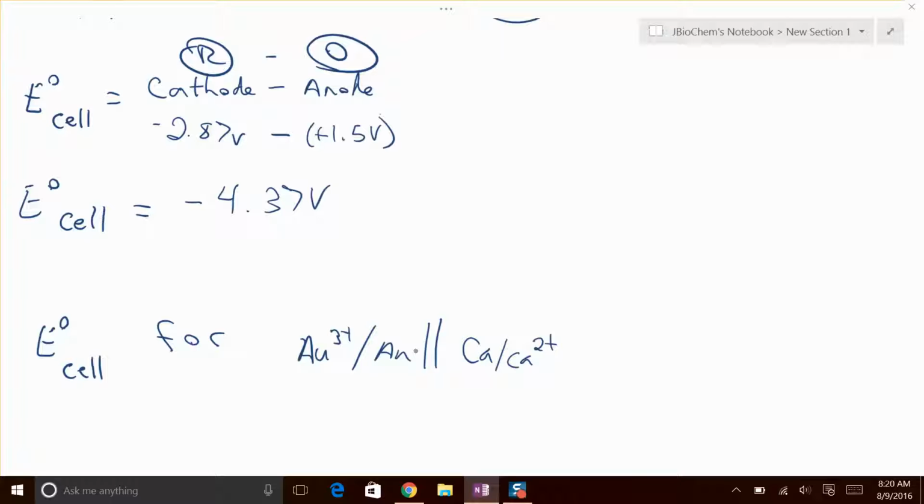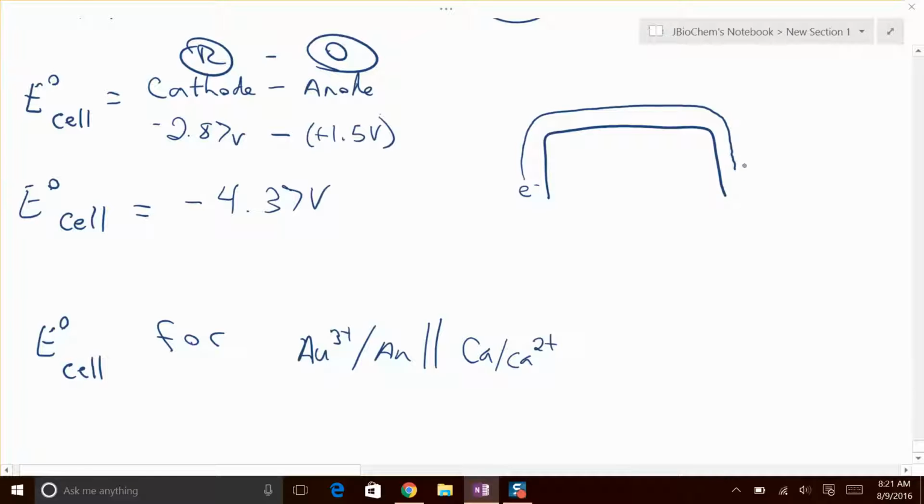Reduction is the process of gaining electrons, so that's why it's the more positive. Oxidation, you're losing those electrons. So electrons are flowing this way, reduction minus oxidation. Reduction minus oxidation will get you there every time.